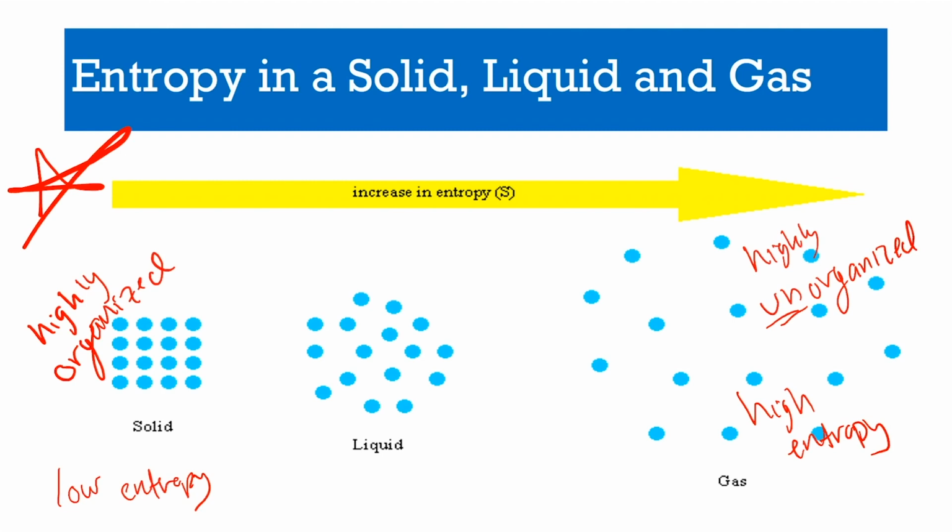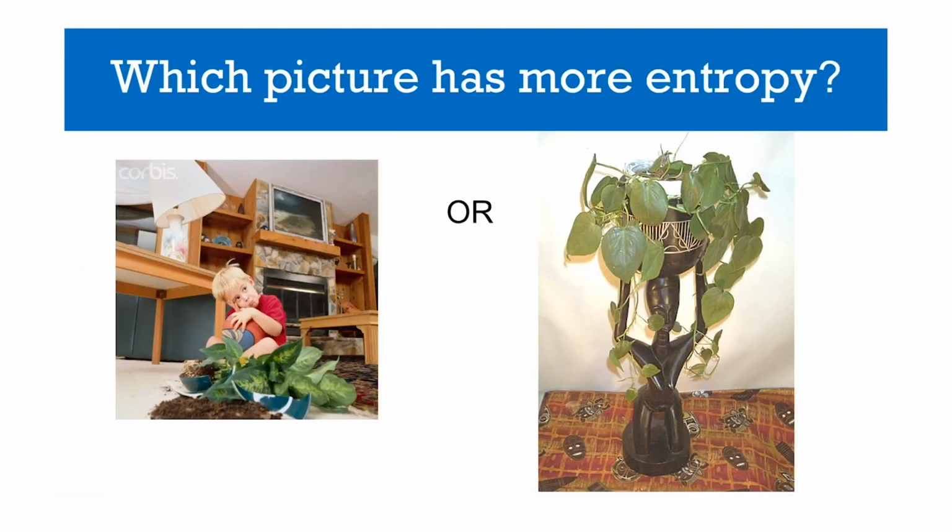Okay, so moving forward, we're going to go to this picture. Which picture has more entropy? The picture on the right shows a pretty organized, well, let's take a look. That's a plant, and it is in some sort of planter. And on the left, we have a toddler, and this plant is laid all over the room. So which one of these depicts a higher entropy?